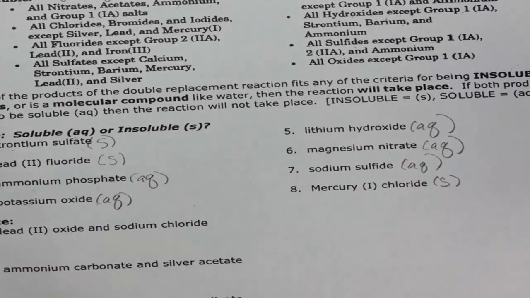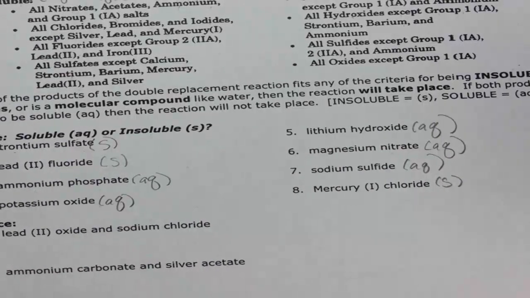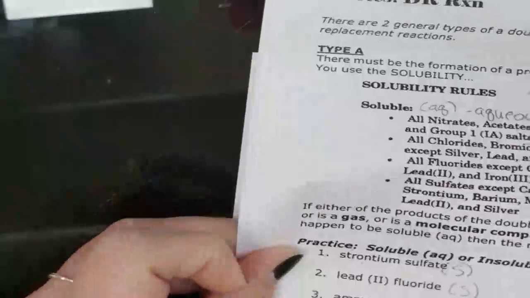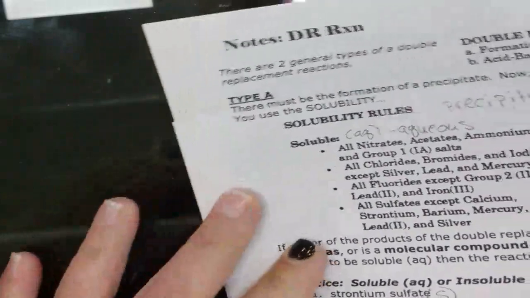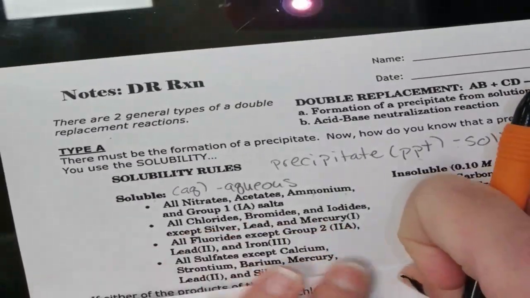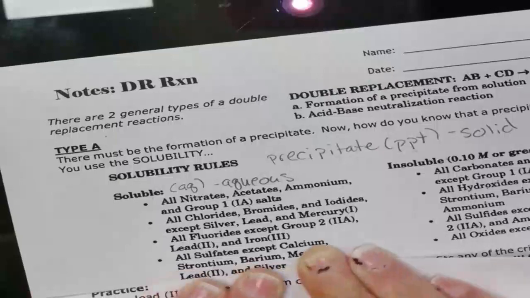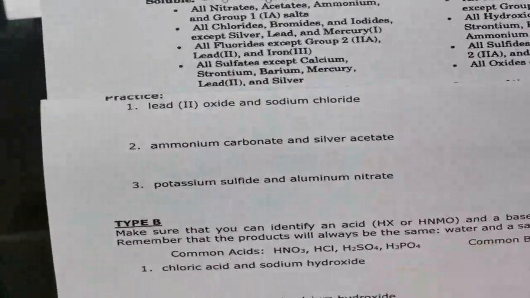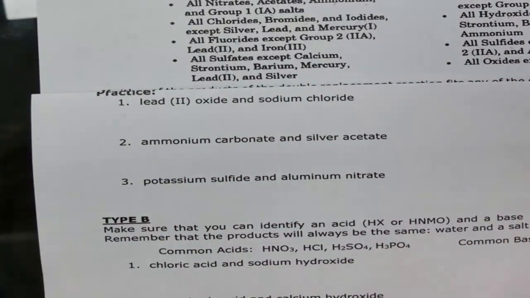Now, why is this important? For a double replacement reaction to happen, you must form a solid precipitate or a gas. All right, in this case, it's typically a solid precipitate. So we have to look at our products.